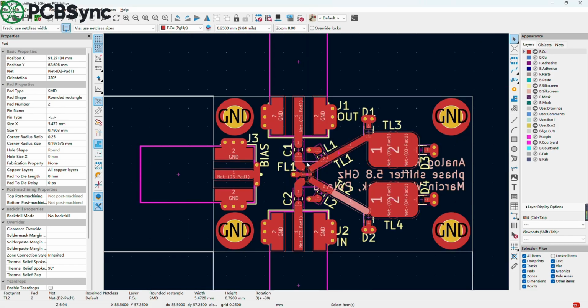Let's look at a project. On the screen is a 5.8 GHz open source distributed phase shifter. J2 is the RF input port, J1 is the RF output port, and J3 is the RF phase control. TL1 to TL4 in the middle are transmission line structures, which work together with diodes, along with other matching components, to achieve different phase shifts for the signal.